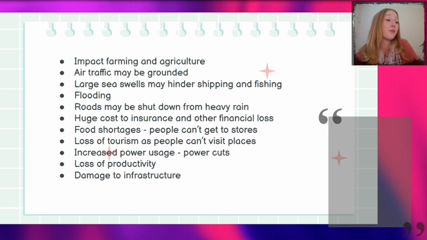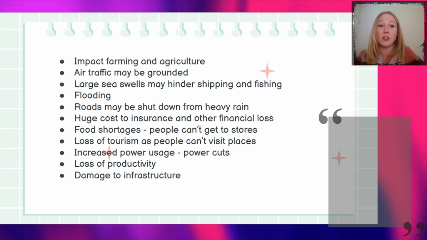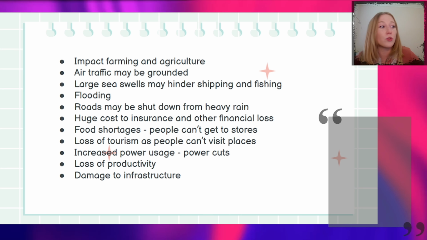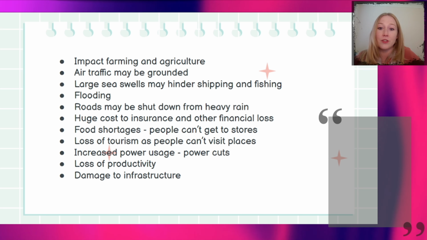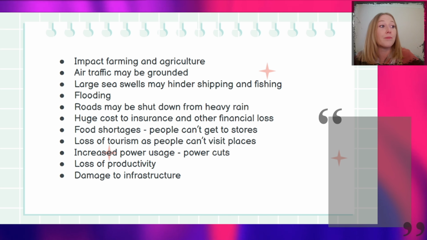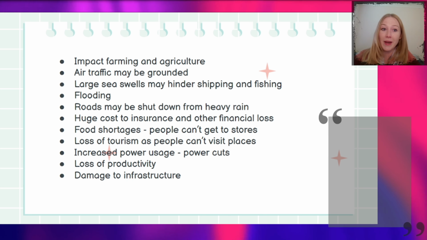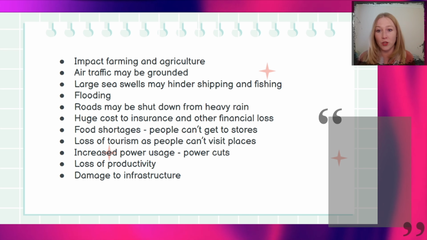There could be food shortages, not only from the whole agricultural impact, but just a matter of people not being able to access the stores. If your roads are shut down or your businesses are shut down, then people can't get to the shops and they can't get themselves food. Especially if there are multiple cold fronts coming in back to back and you have this prolonged extreme weather.